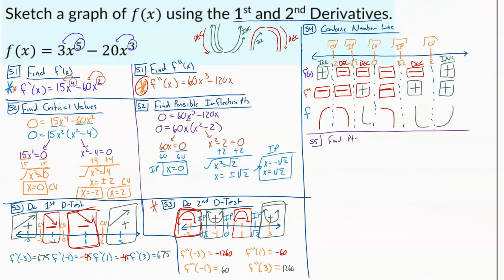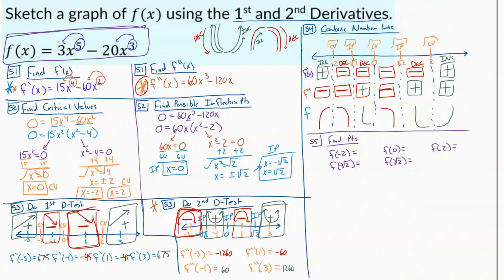We need to know what the y values are that go with all of those x values we just created. So we need to know f of -2. That's a critical value. We need to know f of -√2. That's one of our inflection points. We need to know f of 0. We need to know f of √2. And then we need to know what f of 2 equals. We need to know all of those y values. Those are points off of the original function.